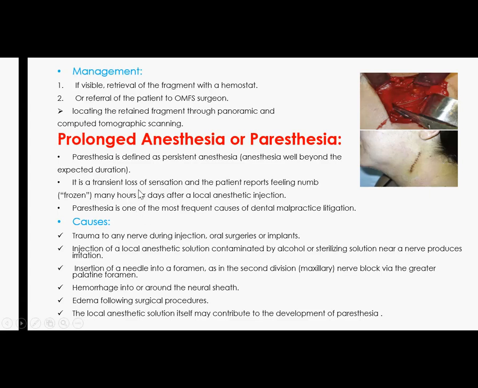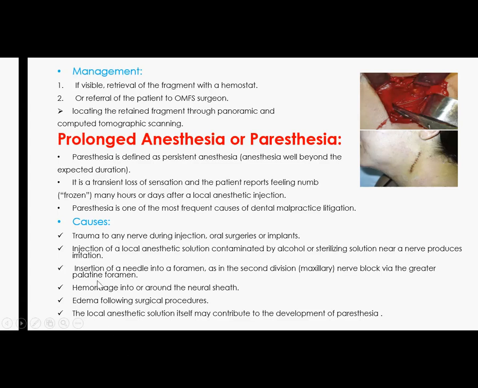Sometimes it could also be a transient or temporary loss of sensation, and the patient feels numb for many hours or sometimes many days or weeks after the local anesthetic injection. And paresthesia means it is not a complete numbness, it is like an altered sensation. The patient feels like there is a numbness, but when you touch, they can feel it. So this is called paresthesia. Anesthesia is complete numbness. Paresthesia is like an altered sensation. And this can also happen after local anesthesia.